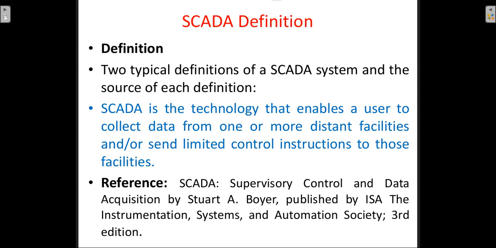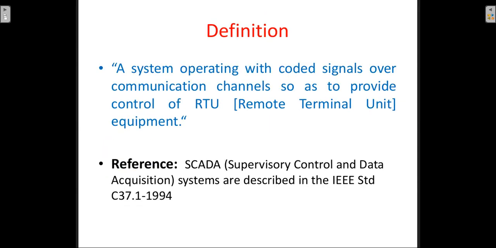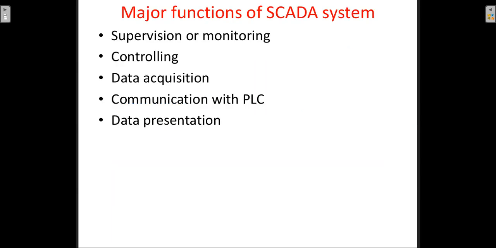From the two important references, how exactly a SCADA system is defined, that we have seen both from the point of view of one standard textbook and even IEEE standard C37.1 which was given in 1994. So after that we have seen some of the major functions that your SCADA system is supposed to carry out, specifically with respect to the power system operation.